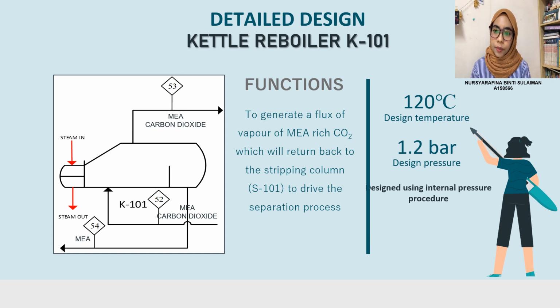From the block diagram, there is one inlet, which is the MEA and carbon dioxide in liquid form, while there are two outlets, which are the top outlet, where MEA and carbon dioxide vapor are sent back to the stripping column for the stripping process, while the bottom outlet is where liquid MEA flows out to be recycled. The kettle reboiler is operating at a temperature of 120 degrees Celsius and at a pressure of 1.1 bar.